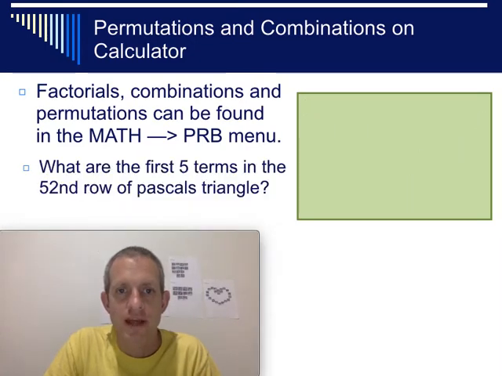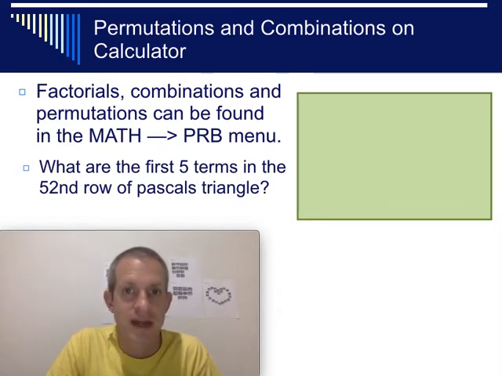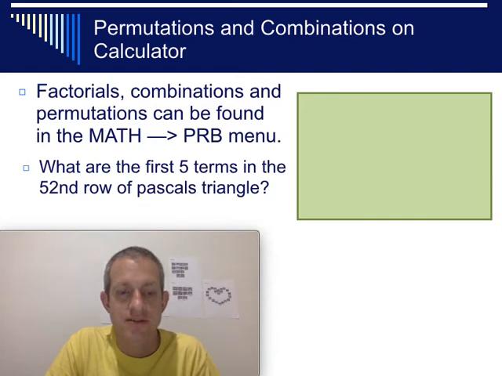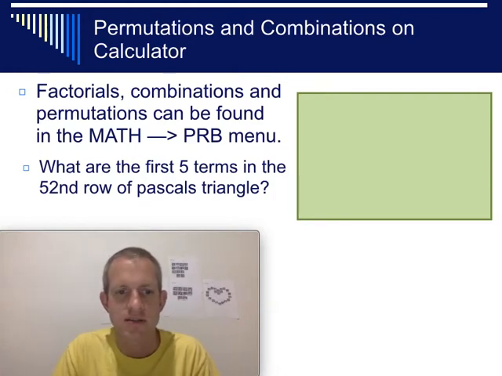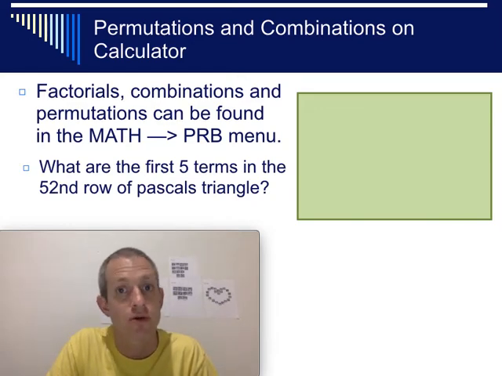I want to leave with one last question, and that is simply, what is the first 5 terms in the 52nd row of Pascal's triangle? So the naive way to ask this question or answer this question would be to simply build a triangle. You know, start with the 1s and then 1 1 and then 1 2 1 and 1 3 3 1 and 1 4 6 4 1 and just keep adding until you get all the way down to the 52nd row. But that would take a really long time. And so how can we answer that question more quickly?